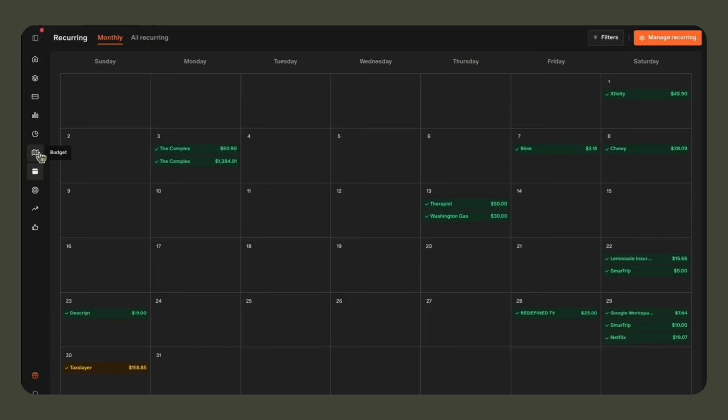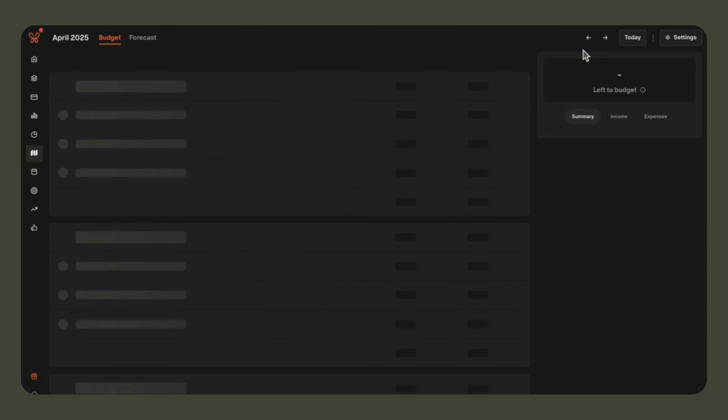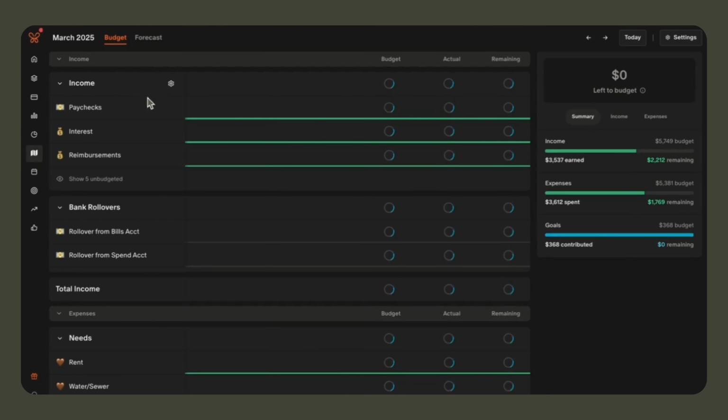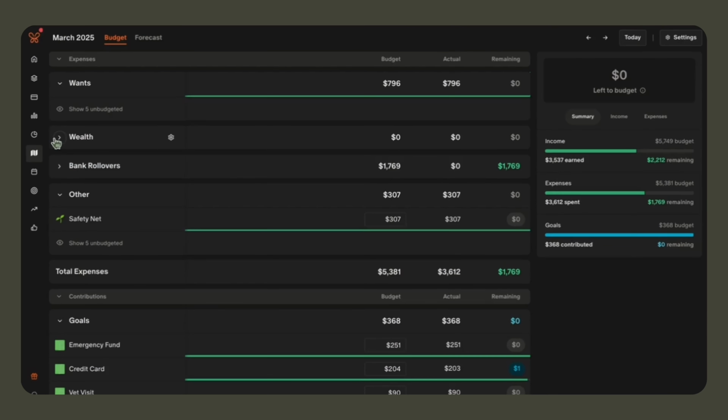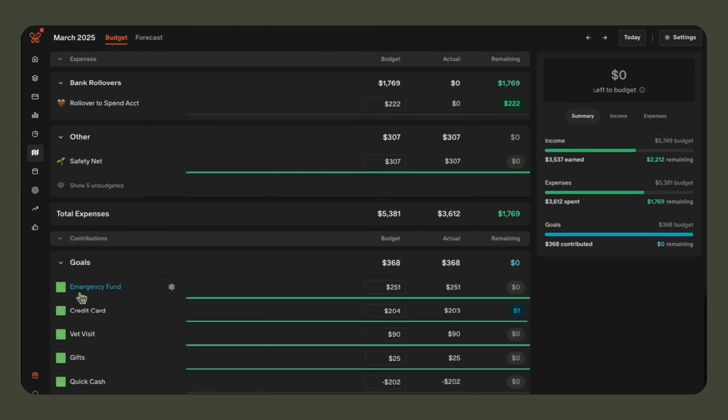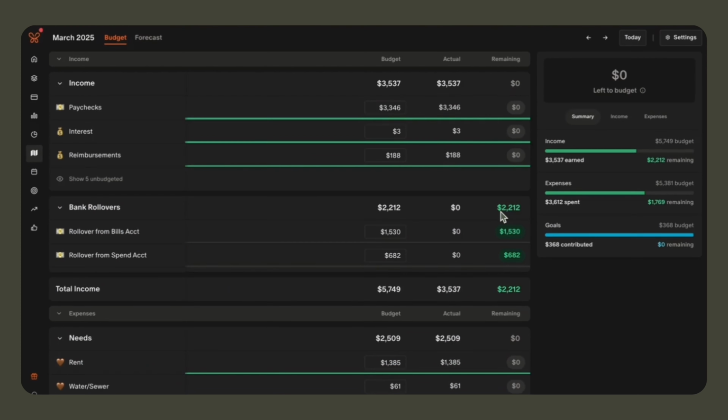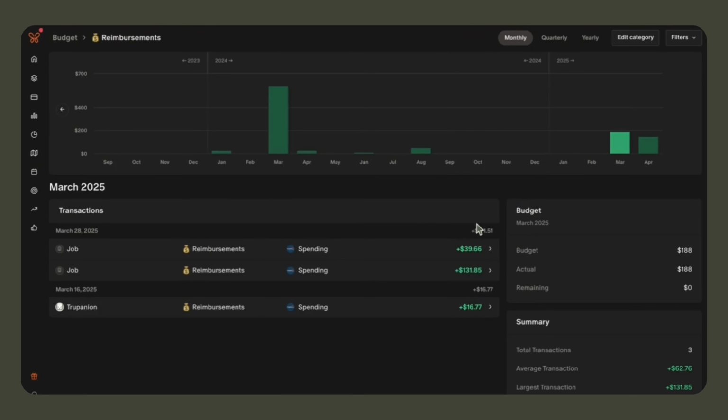And now we're going to head into my budget and go back a month again to March. I just want to expand all of my categories and we're good to go. So starting with my paychecks, that was as expected at $3,346. I earned $3 in interest from my high yield savings accounts, and I also received $188 in reimbursements.